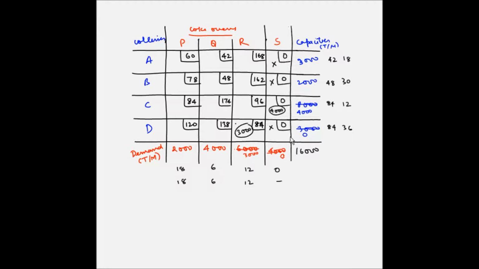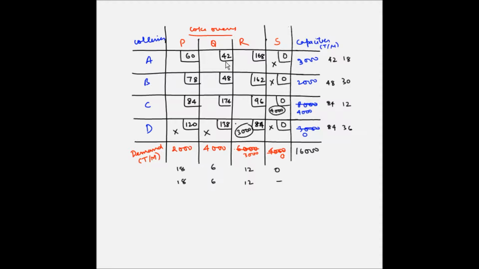Now with this allocation, the supply remaining at D becomes 0 while the demand at R becomes 3,000 tons per month. Now since the entire supply at D has been completely exhausted, we'll cross off the remaining squares indicating that they are no longer available for allocation. Now let's redetermine the row and column differences.